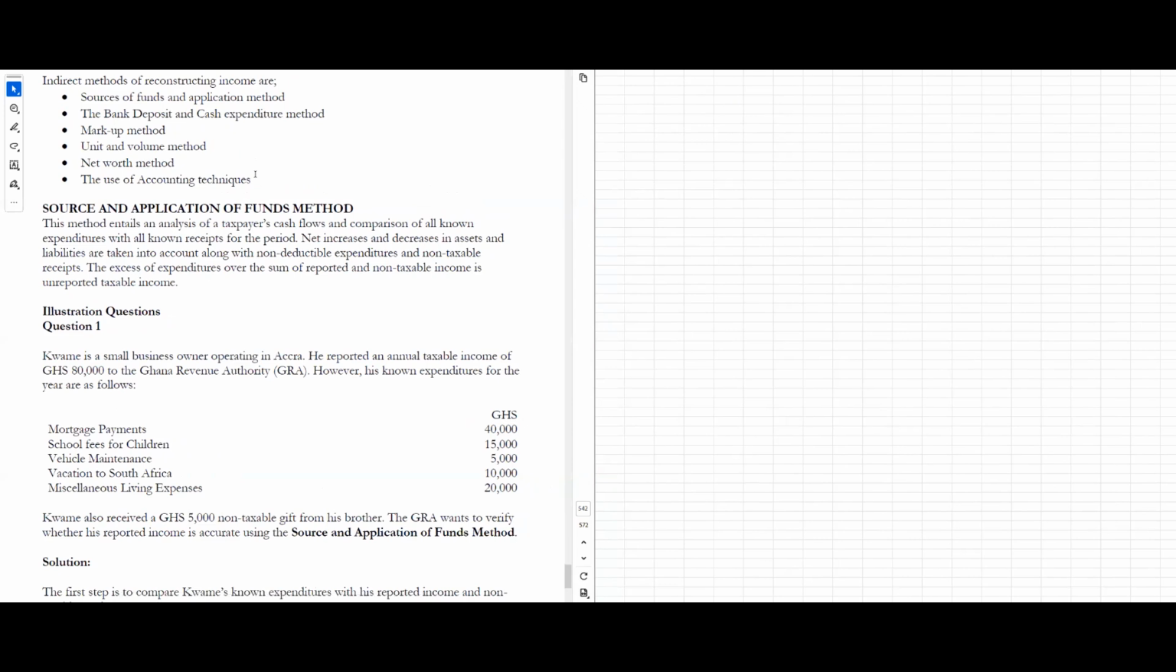All right. So look, we have the sources of funds and application method, the bank deposit and cash expenditure method, the markup method, the unit and volume method, net worth method, and the use of accounting techniques. I'll teach you how to use all of this, and we'll start taking practical, bigger questions. Now, let's understand the sources of funds and application.